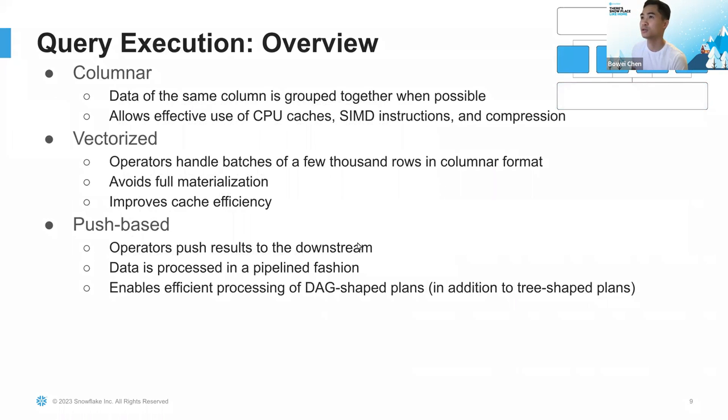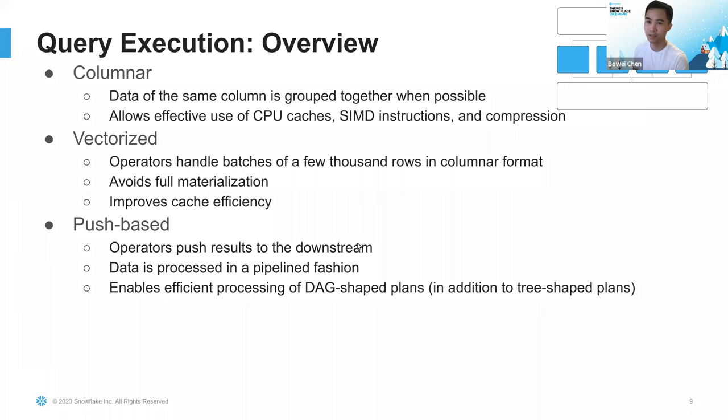Let's move on to the query execution layer. Snowflake's query execution engine is columnar, meaning that data of the same column is grouped together when possible, when they are flowing through the query execution engine. This allows effective use of CPU caches, SIMD instructions, and compression schemes. And the query execution engine is vectorized. Each operator handles batches of a few thousand rows in the columnar format. This avoids full materialization and improves cache efficiency.